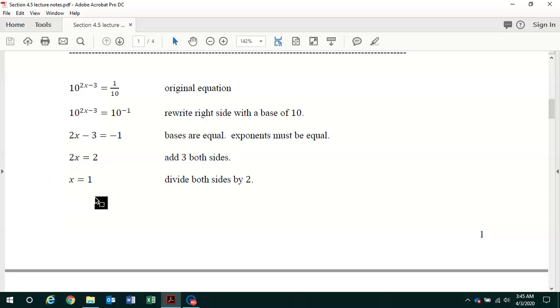So x equals 1 is the solution to our original equation. If you put in 1 for x in the exponent, we have 2 times 1, which is 2, and 2 minus 3 is negative 1, and so we have 10 to the minus 1 is equal to 1/10, and that's a true statement.